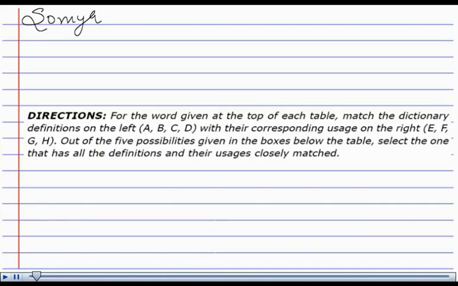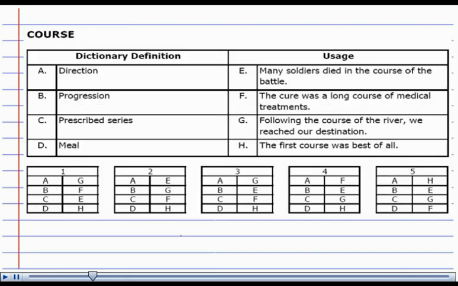Directions. For the word given at the top of each table, match the dictionary definitions on the left, A, B, C, D, with their corresponding usage on the right, E, F, G, H. Out of the 5 possibilities given in the boxes below the table, select the one that has all the definitions and their usage closely matched. And the question is, course. Here, in option number 1, direction.